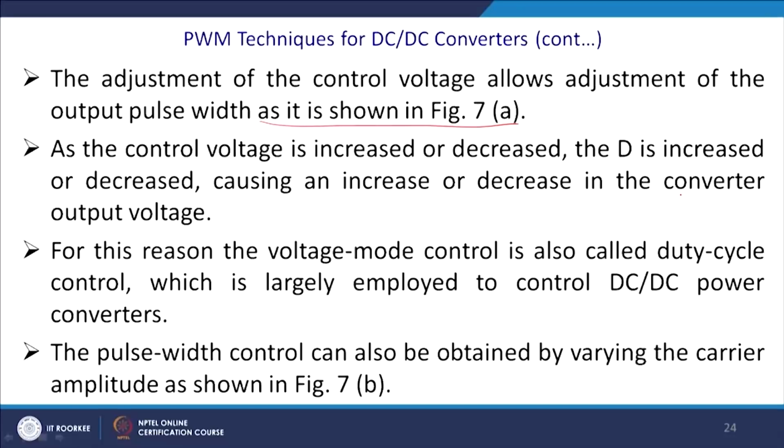For this reason, the voltage mode control is called duty cycle control, which is largely employed in a DC to DC converter, but we will have a fast current loop to compensate. We will see this in detail in future courses. The pulse width control can also be obtained by varying the carrier amplitude as shown in figure 7b.